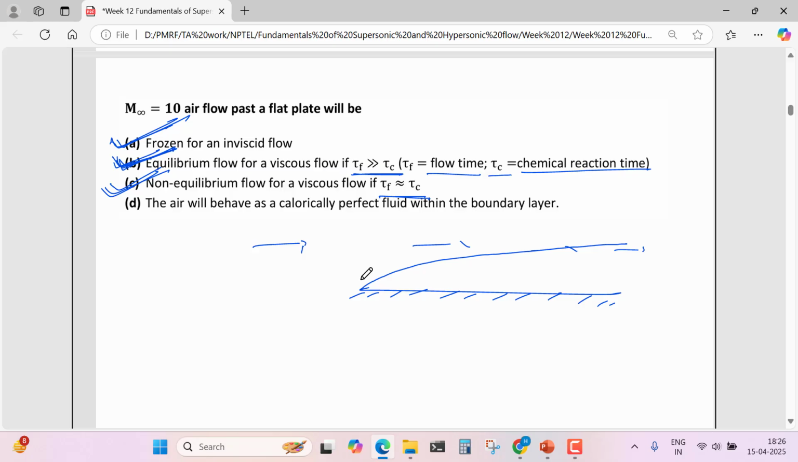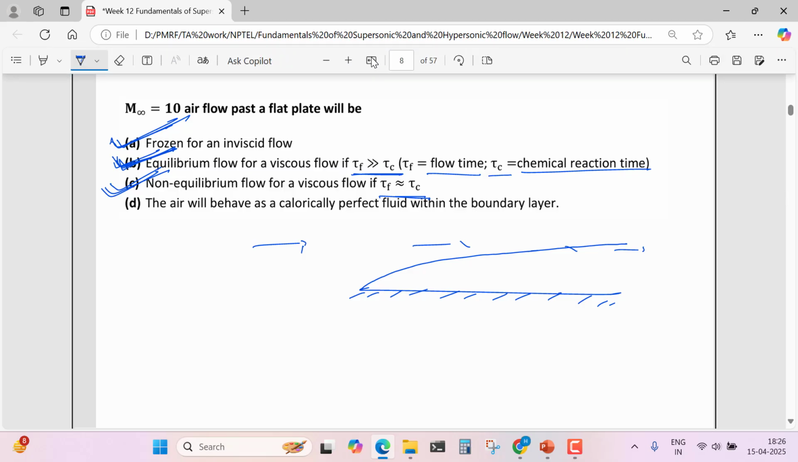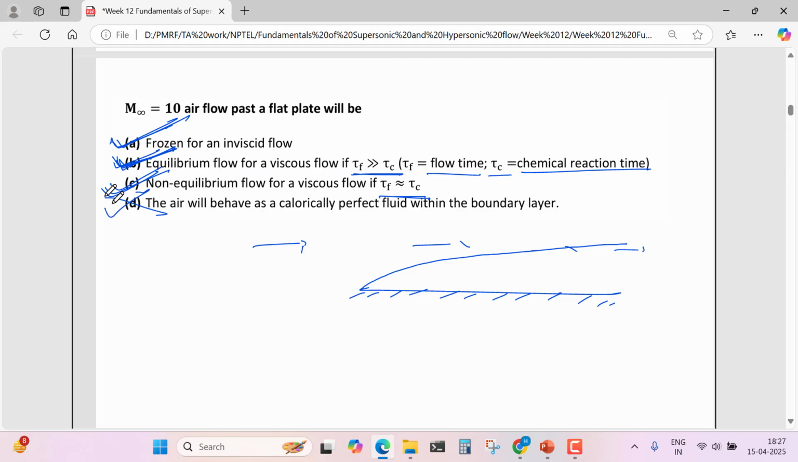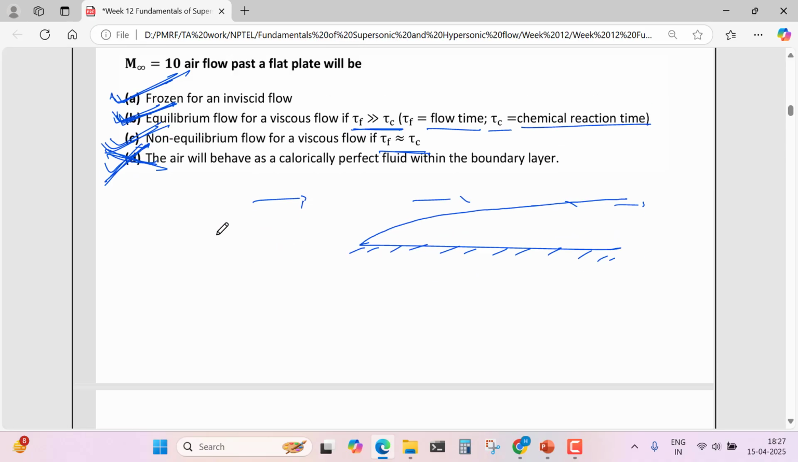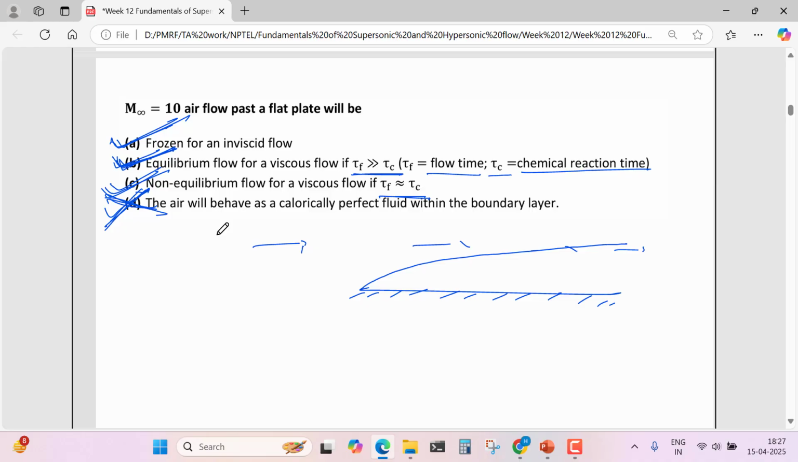Due to the chemical reaction, species concentration can also change. And even if there is no chemical reaction, the temperature might be sufficiently high for the values of Cp and Cv to change with respect to temperature. So air will not behave as a calorically perfect fluid within the boundary layer. So this option is wrong. So options A, B and C are correct.